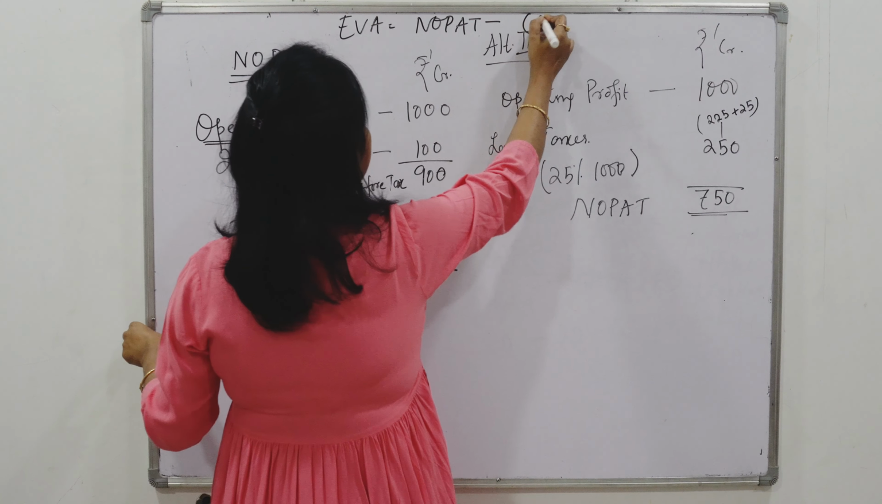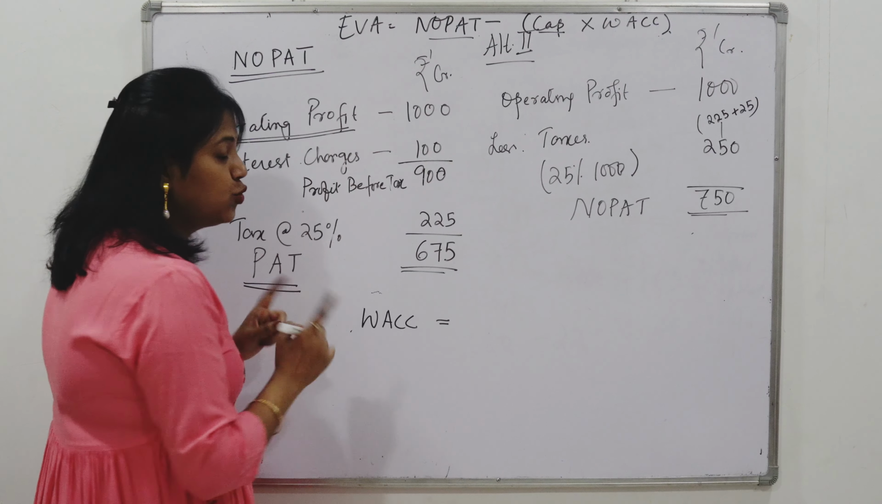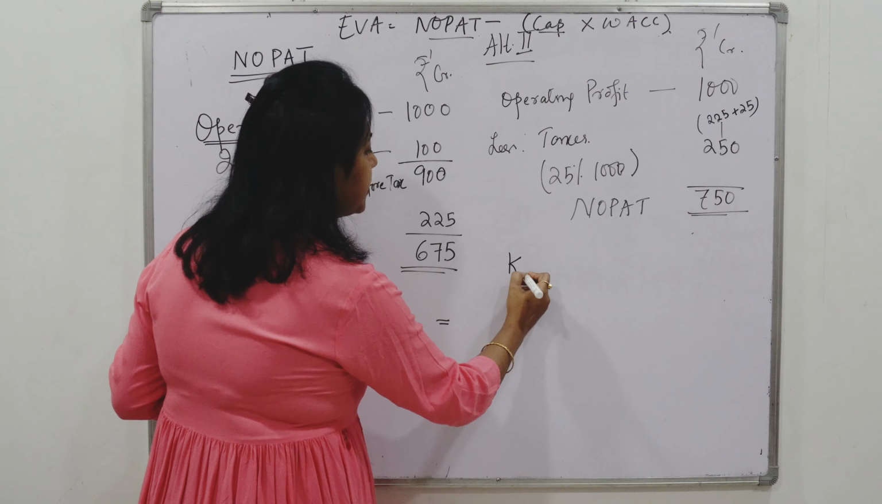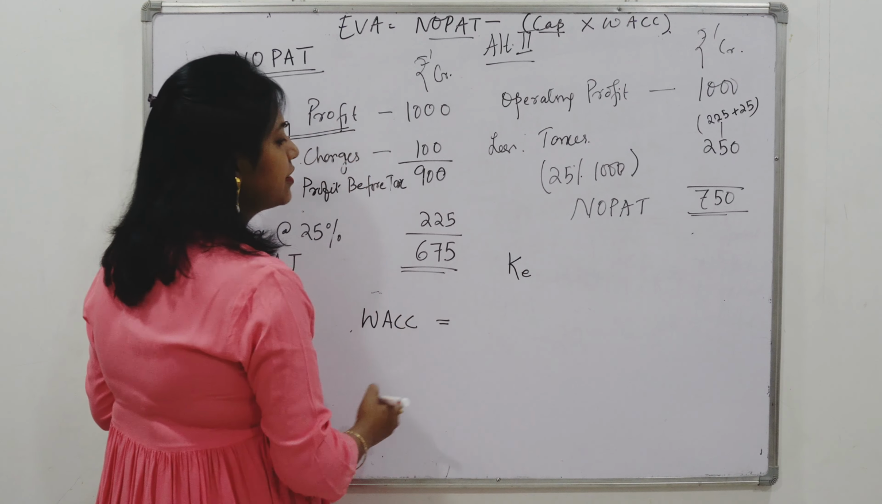Now let's see what is weighted average cost of capital. The weighted average cost of capital is equal to, we have got two types. One is the cost of equity, we call it KE. Another is the cost of the borrowed fund, we call it KD. Okay, so we will know how to calculate the weighted average cost of capital. It is very simple. You just have to apply one formula. So friends, I have written the formula and let's see what it is.